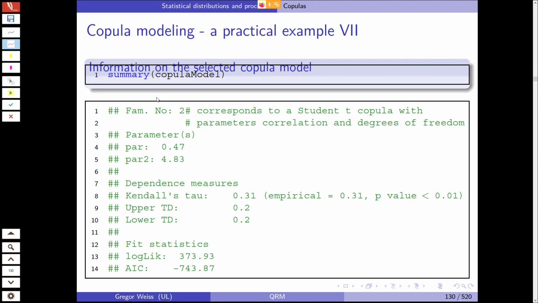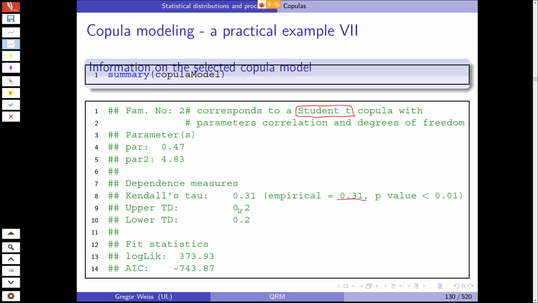Now we get the summary, and the parameter is 47 for the first parameter and 4.83. The family that is chosen is the student T copula. So we have 2 parameters. Kendall's tau is 31. The empirical Kendall's tau is 31. So we're pretty good when it comes to Kendall's tau.